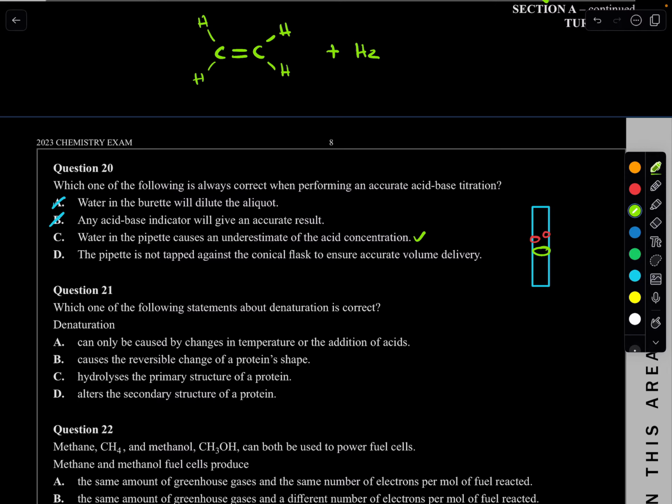The pipette is not tapped against the conical flask to ensure accurate volume delivery. Rubbish. I think it's better to tap it if you think about it. Because remember, if you want very accurate delivery, say, for example, if you have a pipette and there's still water droplets on the surface. And remember, if you want the most accurate, you want all the water to come out. So I think tapping it is the best way, because if you tap it, all that water goes and you get an actual accurate volume. And so your calculations become more accurate.